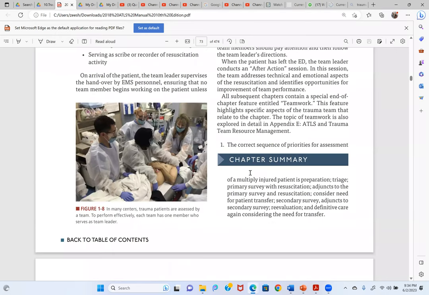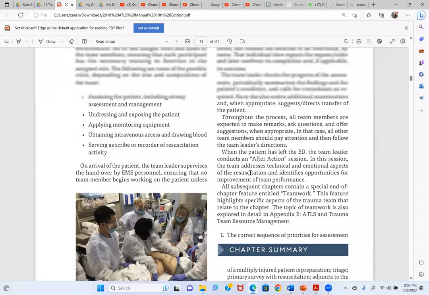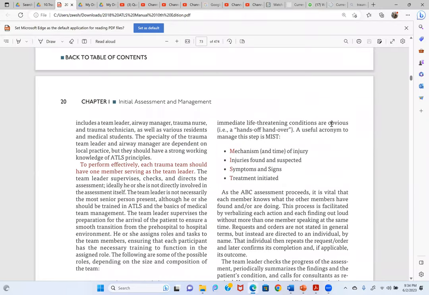Working on the patient unless immediate life-threatening conditions are obvious. Hands off, handover. A useful acronym for this step is MIST: Mechanism and time of injury, Injuries found and suspected, Symptoms and signs, Treatment initiated. This will be leading for the handover.